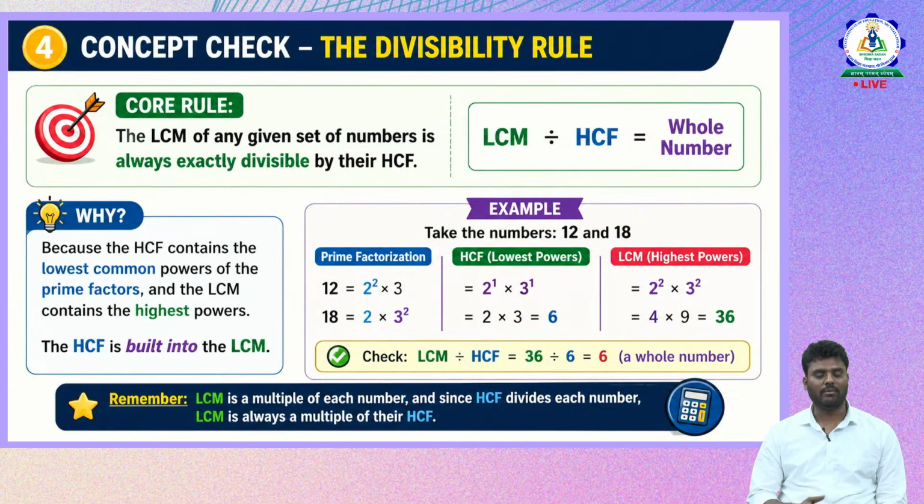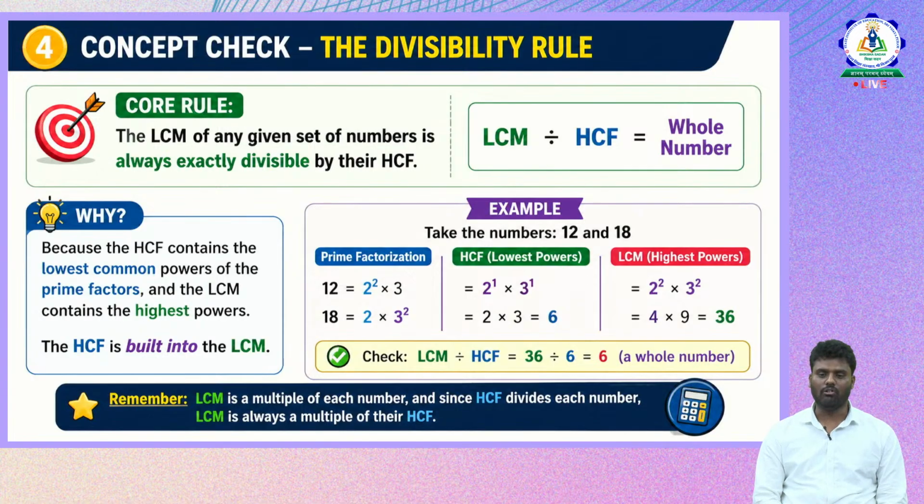Why? Because the HCF always contains the lowest common powers of the prime factors, and the LCM always contains the highest powers. So the LCM has the highest powers of the given numbers and the HCF has the lowest powers. For example, let us take the numbers 12 and 18. We need to identify the HCF and LCM and see the relationship.